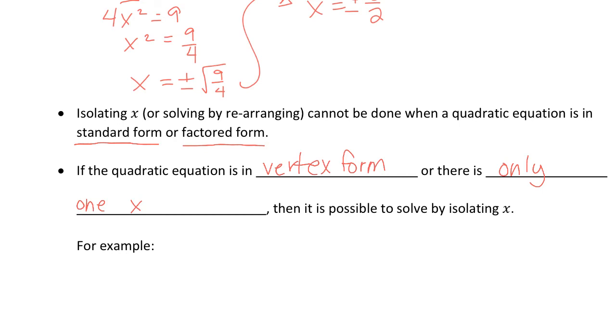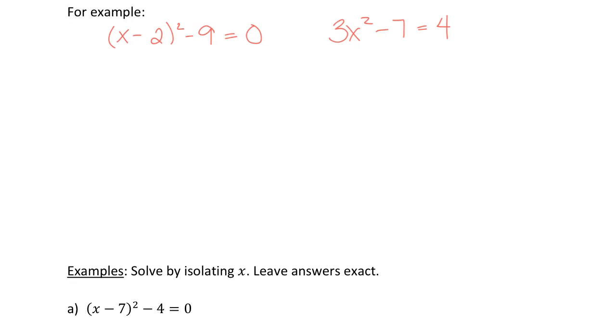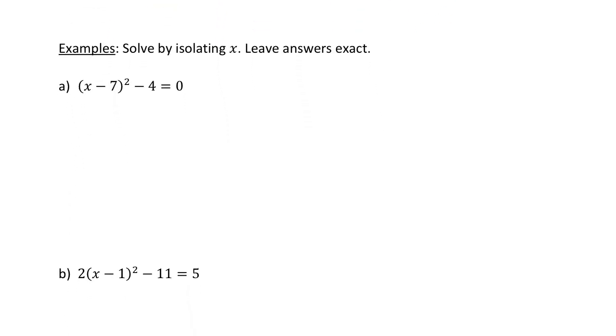Okay, so for example, if I had x minus 2 squared minus 9 equals 0, this is in vertex form. I can move things around to get x by itself. Another example is if I have 3x squared minus 7 is equal to 4. I only have one instance of x, so I can move things around. Okay, so here are the two examples of things we can look at. Okay, so let's go through some examples now where we solve by isolating x. For these ones, we're going to leave our answers exact, so we are not going to give answers with decimals.